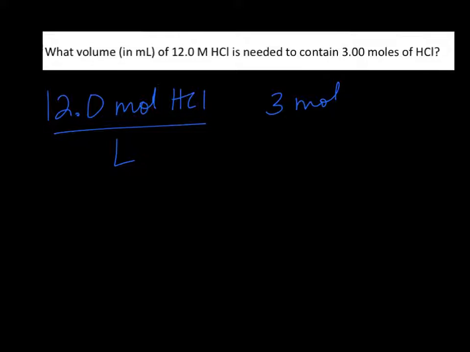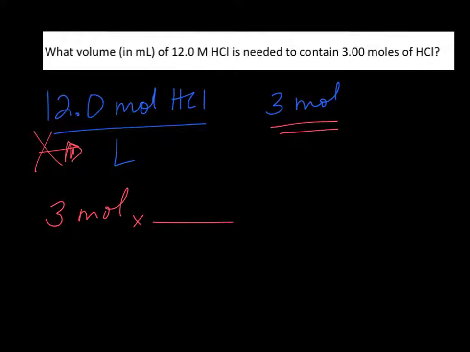So which one am I going to start with? This one has a unit in the denominator, so I'm not going to start with that. I'm going to start with this one first. So I start with 3 moles. And then I want to get milliliters. So that means that I'm going to have to find liters in order to get milliliters.